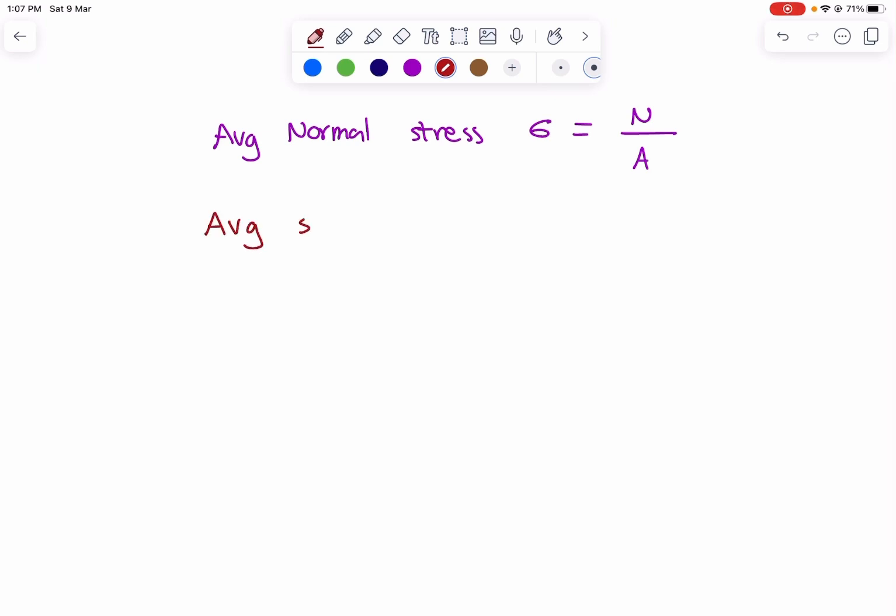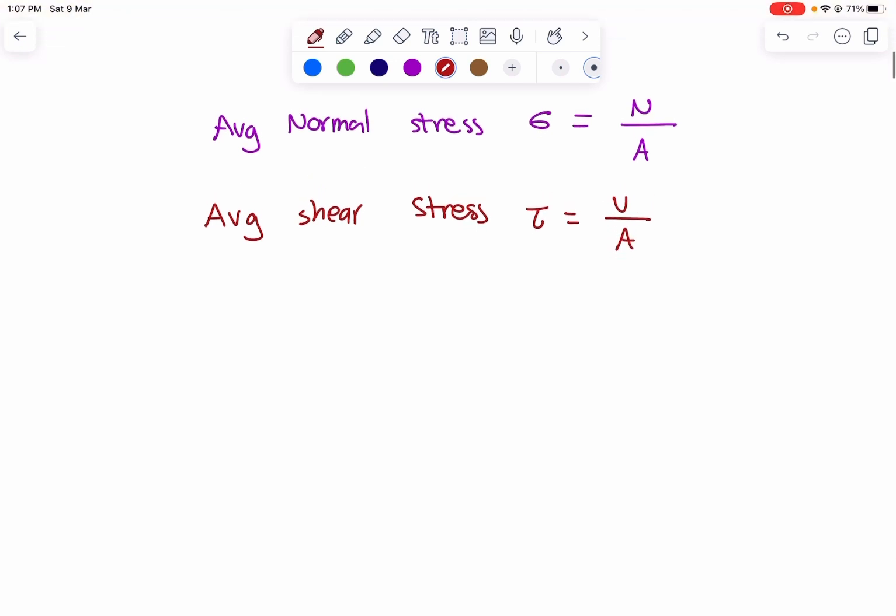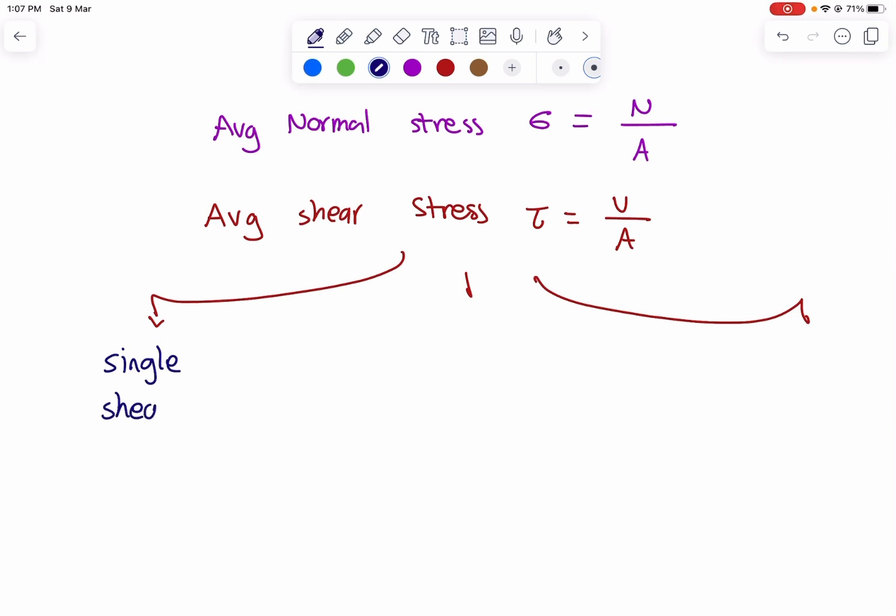الافريج shear stress ما هو مرة مختلف عن السيجما، بس we represent it with tau and it is the shear force over the area. Okay. However, in the shear stress we have three types. We have the first type, which is the single shear, and we have the double shear, and we have the punching shear.